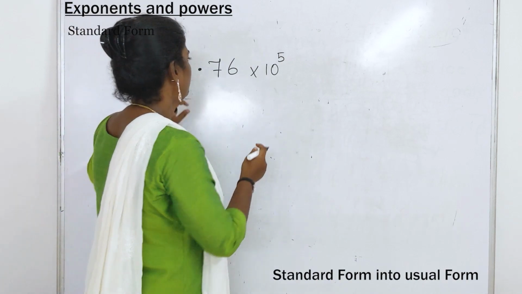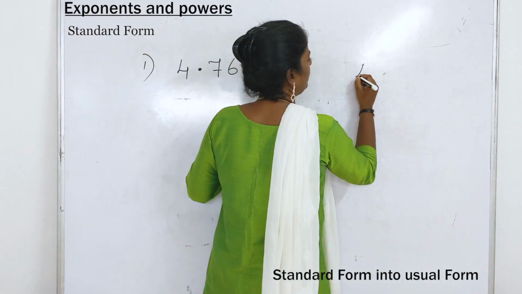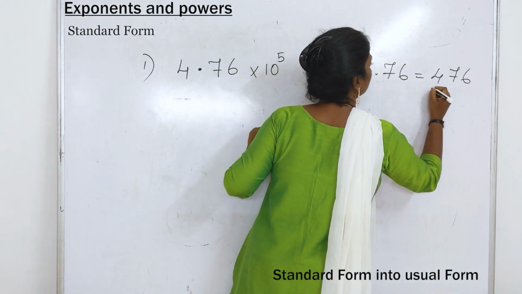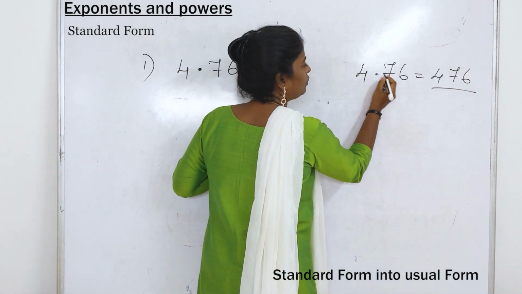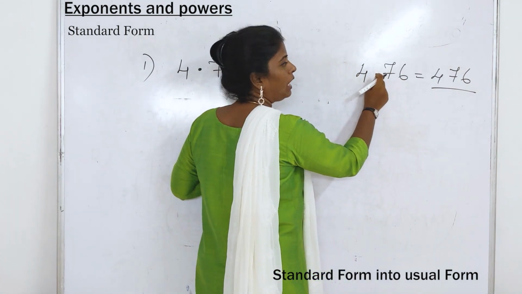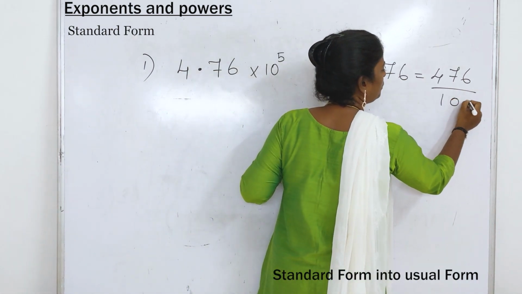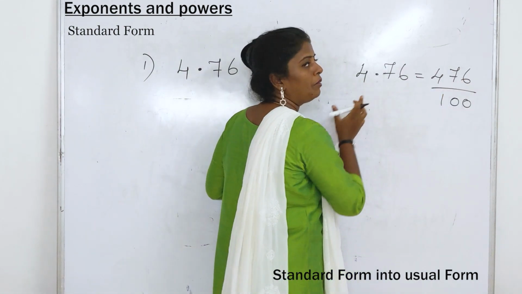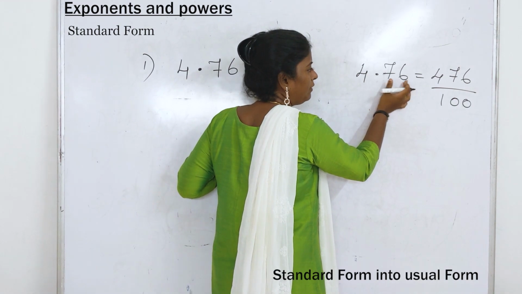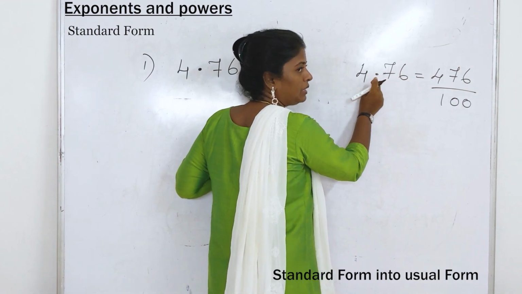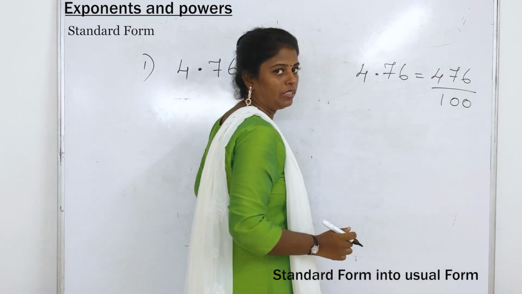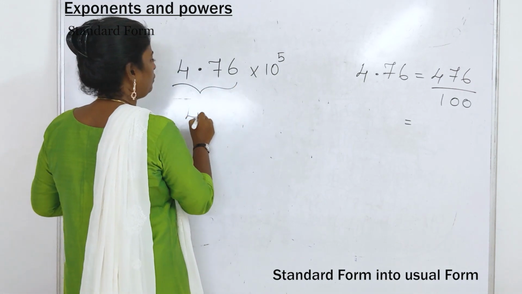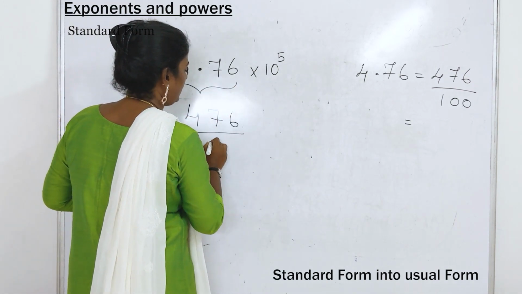How we have to write it is, first take this number 4.76. This can be written as 476 divided by, how many numbers are there after the decimal point? Two numbers, so we need to put 2 zeros. So if we divide 476 by 100, we will get this number. Counting from right to left up to the decimal point, write that many zeros. This number is equal to 476 divided by 100.